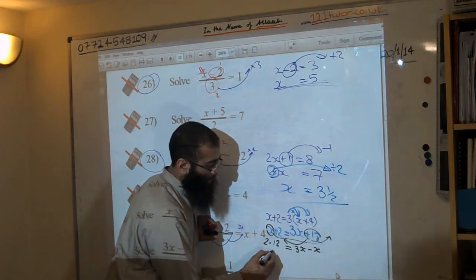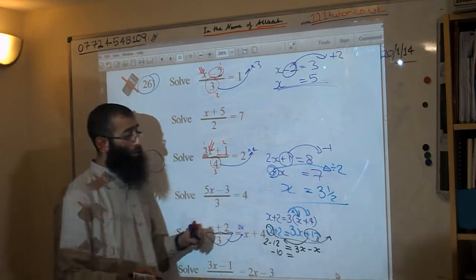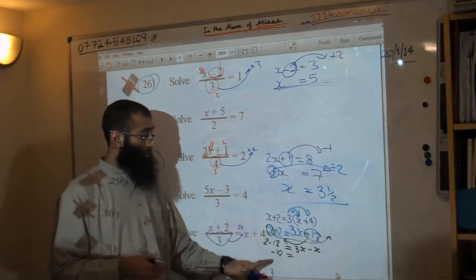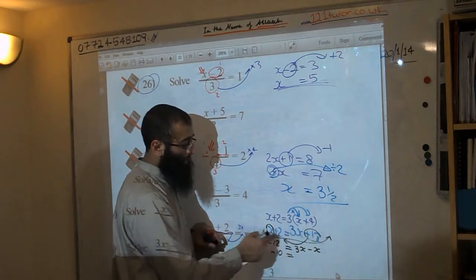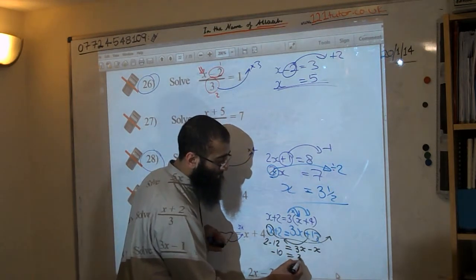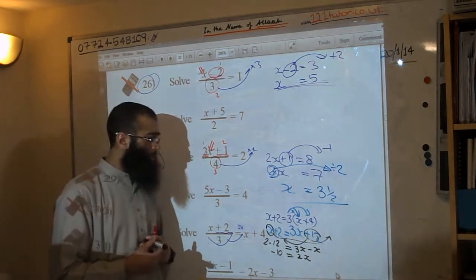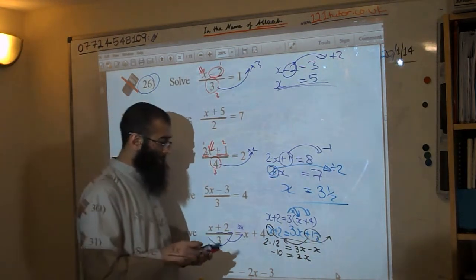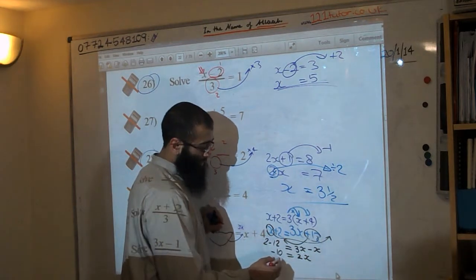So 2 take away 12 will give us minus 10. And you have 3x, and then we take away x, and that will give us 3x take away x, 2x. Okay, now we need to work out the value of x, the last step now. I think we're going to come out of the video soon. So I'm going to write that down here.